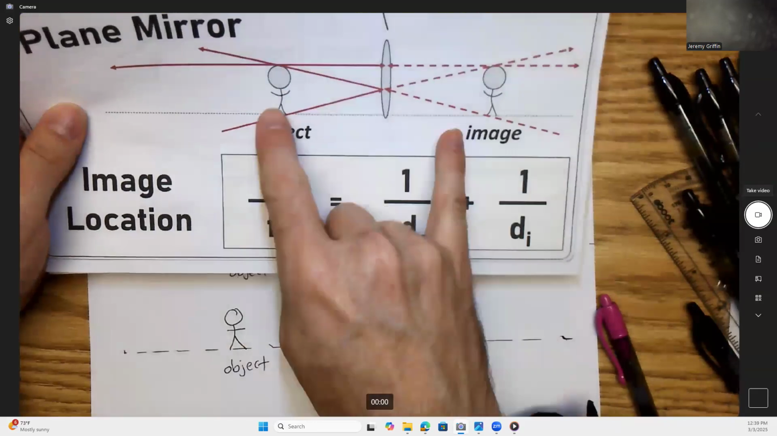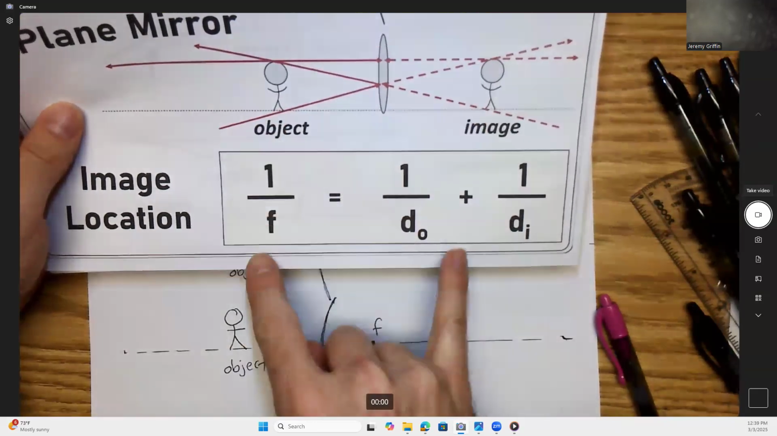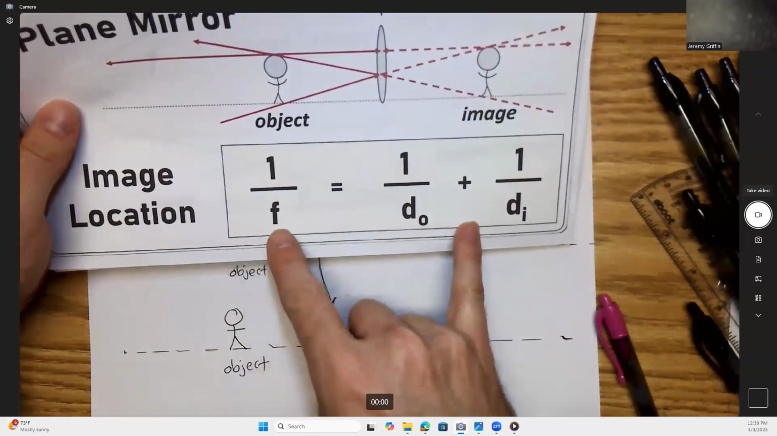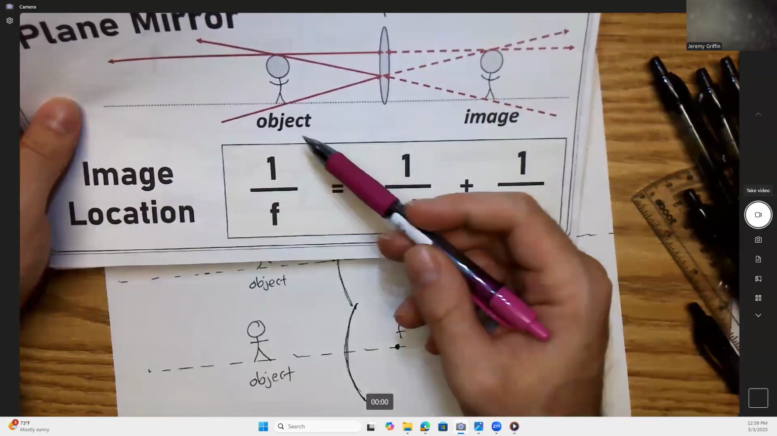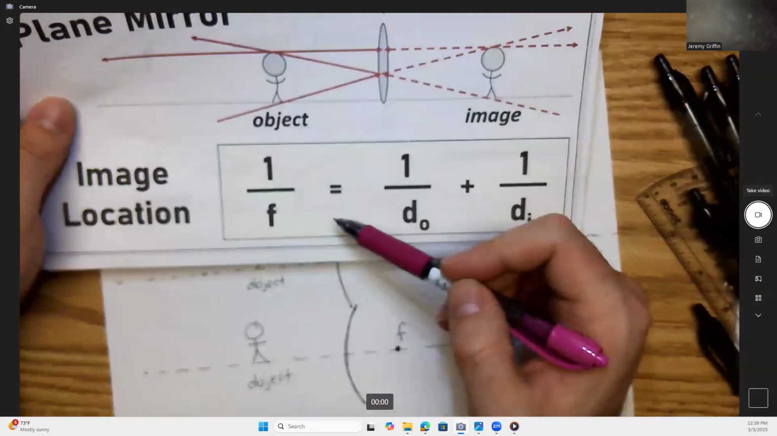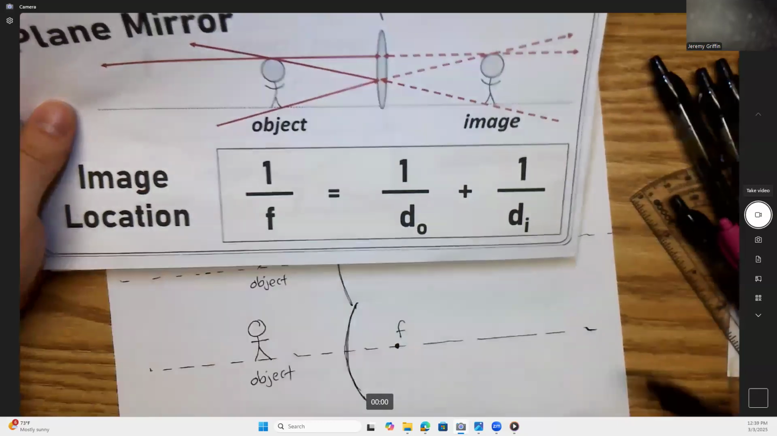So here's a plane mirror. This is what Paul Hewitt did exactly, was this. Here's Paul Hewitt's example, basically. Okay? And here's the equation that will handle all these mirrors, all these mirror images. It goes like this. 1 over the focal distance is equal to 1 over distance object plus 1 over distance image. So let's check the math.